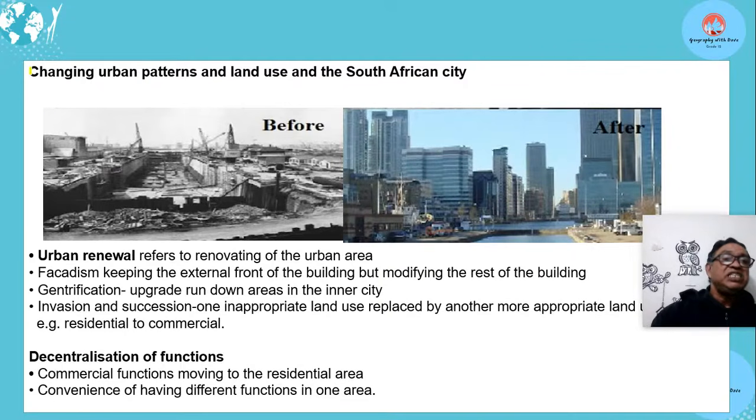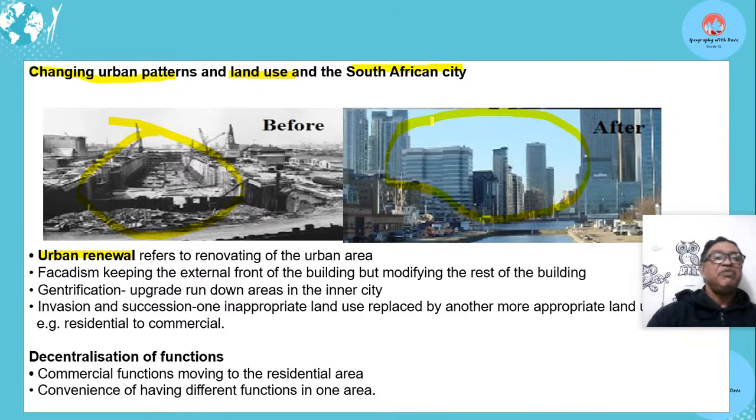Right. Changing urban patterns. Let's look at this section, and land use and the South African city. So, what do we find now? One of the issues we find is urban renewal, like this. Before, slum area, dilapidated buildings. After, we're finding these things starting to happen. All right. This means renovating of the urban area.